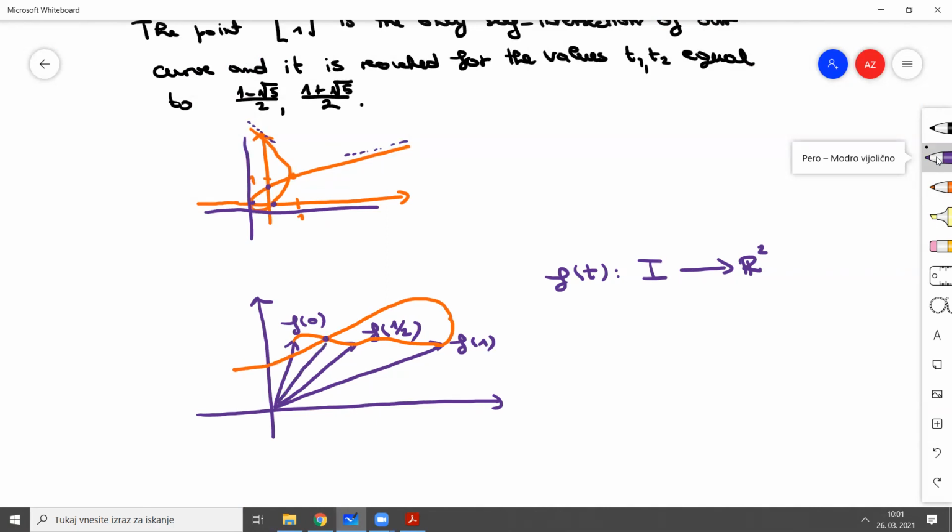So here it was f of t1. We came into this point at time t1, and then what interests us is if f of t1 will also be f of t2 for some other time point t2.